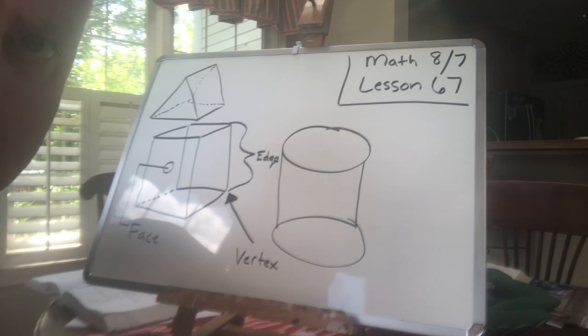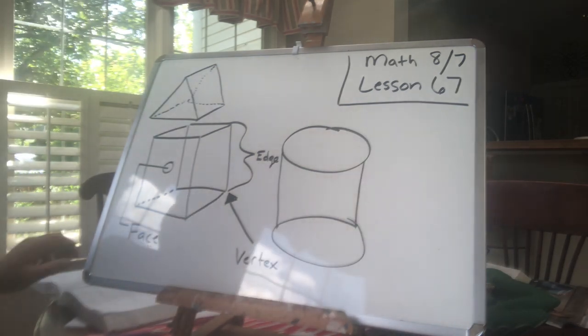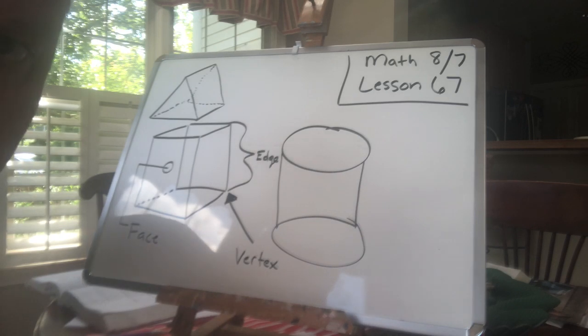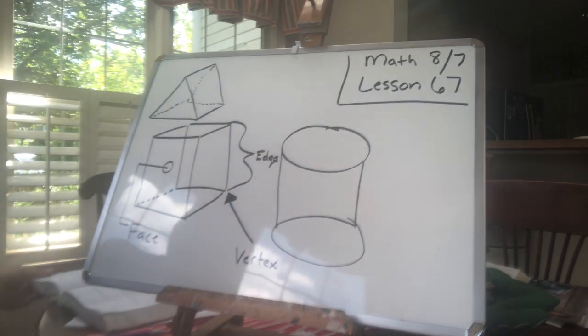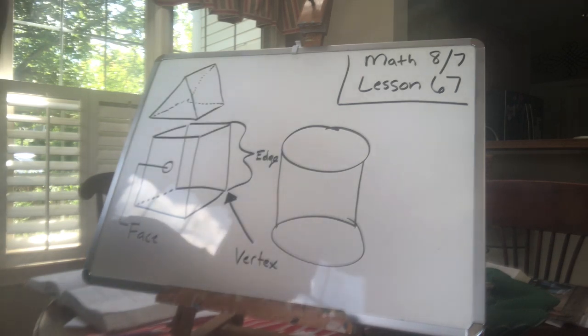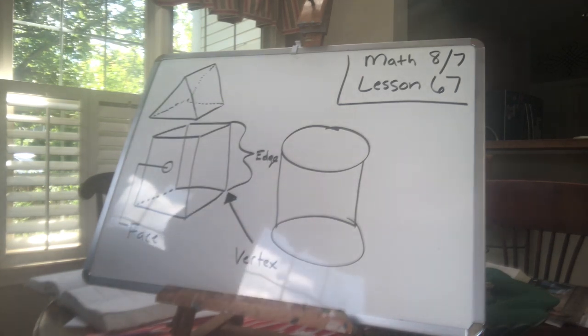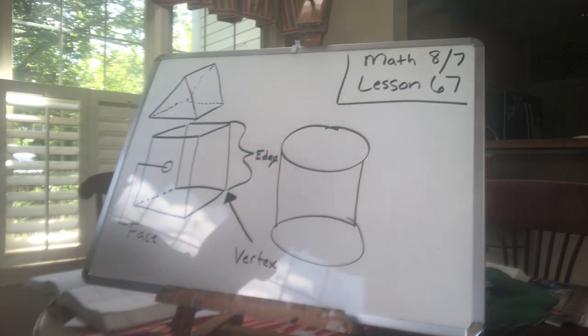We're going to be working on lesson 67, and the title of that is Geometric Solids. Okay, so if you open up your book to page 458, there are some pictures of some geometric solids. You want to take a look at those.